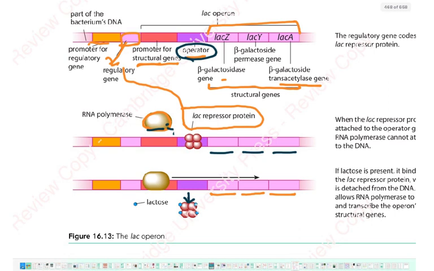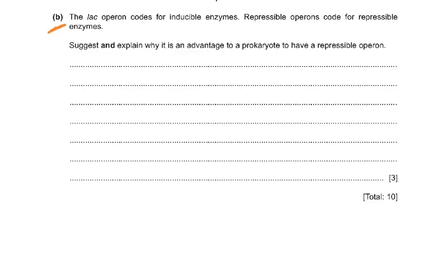So please understand this. First you have to understand this. You need to go back to the theory video which I have done. I've done this in detail in that, and then you can of course come back to this question. Now the last part of the question is the B part. The lac operon codes for inducible enzymes. Repressible operons code for repressible enzymes. Suggest and explain why it is an advantage to a prokaryote to have a repressible operon.